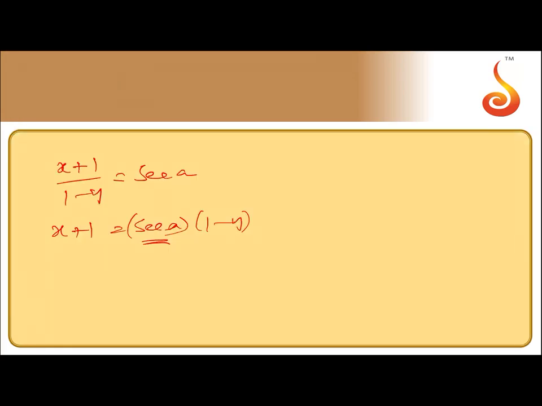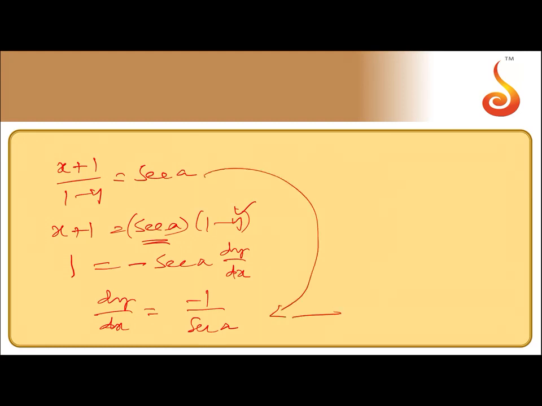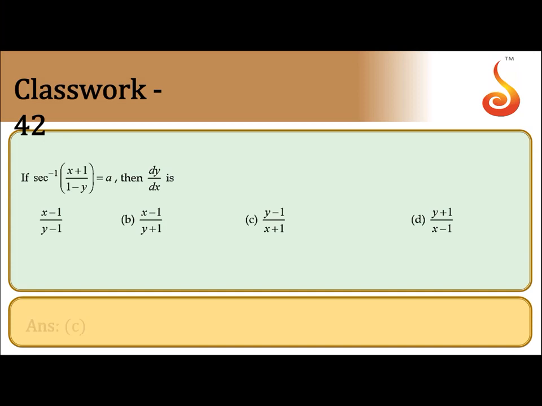constant value. Now find the derivative on both sides. The x derivative is 1, and that is equal to the y derivative, dy by dx, minus 1 into secant a multiplied by dy by dx. So dy by dx is equal to minus 1 by secant a. But secant a from here, I can directly substitute, and you will be getting (x plus 1) divided by (y minus 1) would be the answer for the problem. X plus 1 divided by y minus 1.